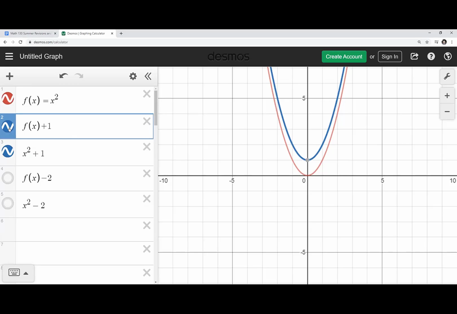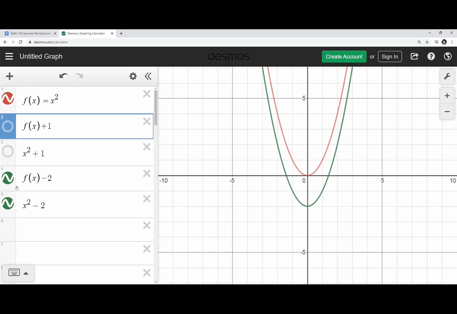Okay. Now, what if we had f of x minus 2? So we're subtracting 2 on the outside. That's going to bring our graph down 2 units. Okay. And again, the algebraic notation for that, x squared minus 2. And again, notice nothing's happening there. It's the same graph. So again, if you add a number on the outside, positive numbers shift up, negative numbers shift down.